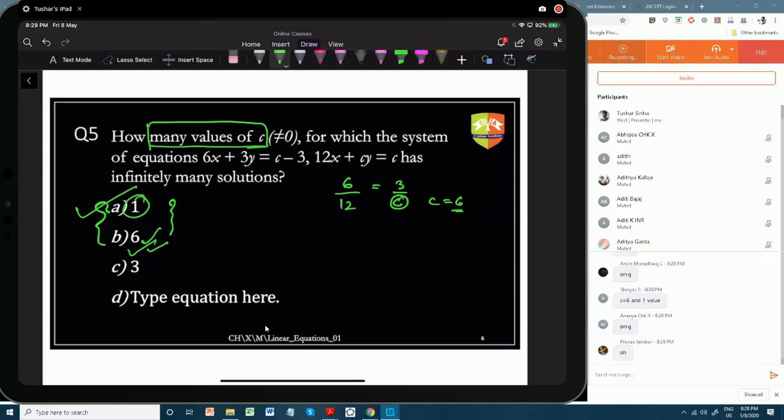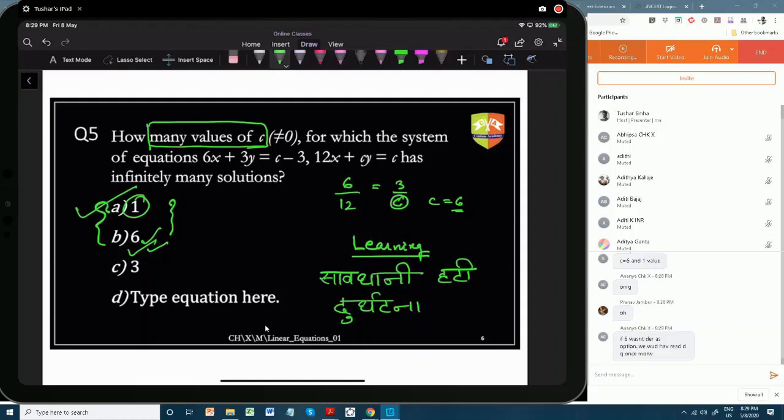Understood? My mother tongue is Hindi, so I will give you one. All of you would have read Hindi sometime in your life, maybe. Do you understand this? Right? Yes, correct. So you understood: Savdhani hati, durghatna ghati, meaning carelessness leads to accidents. So you guys are on that track.